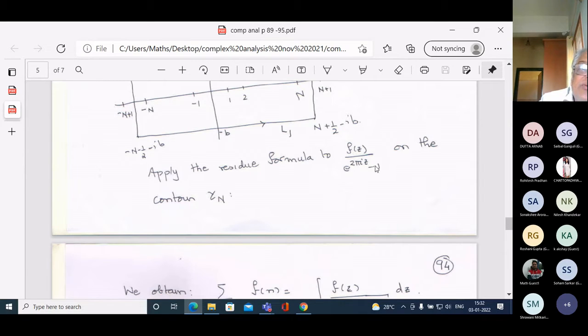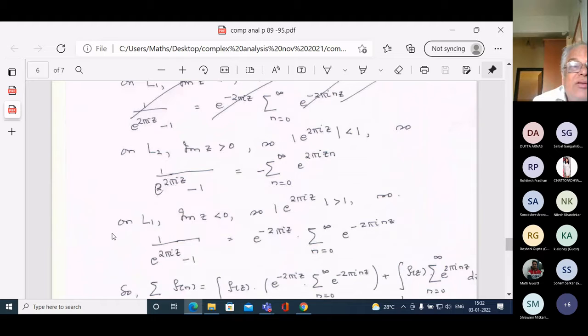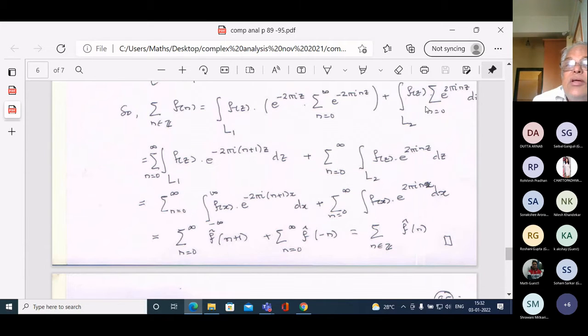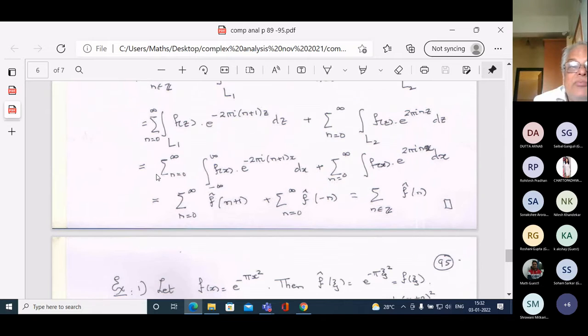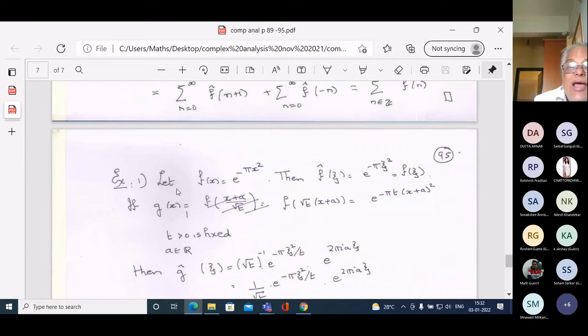Applied to this particular function f(z) over 2 pi i (z minus 1). So, there are other proofs of the Poisson summation formula. I hope you will have a look at different proofs of the Poisson summation formula. And as a consequence, you get that summation f(n). Somewhere or the other, there's always this business in the Poisson summation formula, interchanging a sum and an integral. This happens in every proof of the Poisson summation formula. So summation of f(n) is summation of f hat(n).